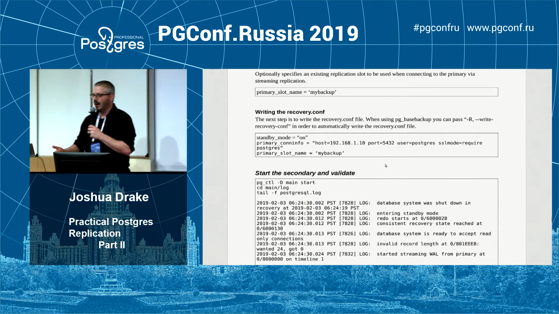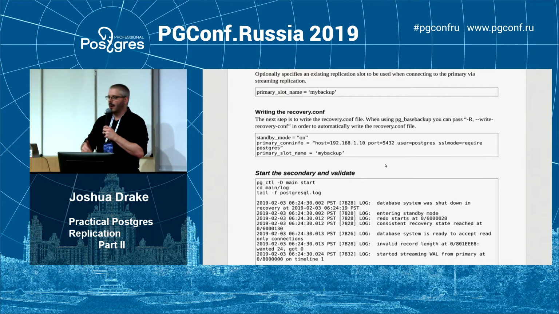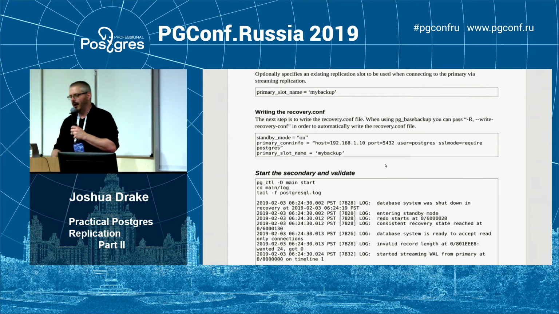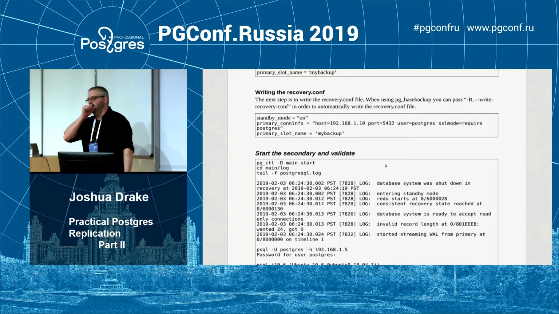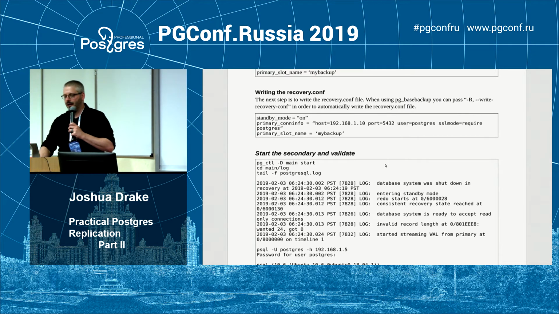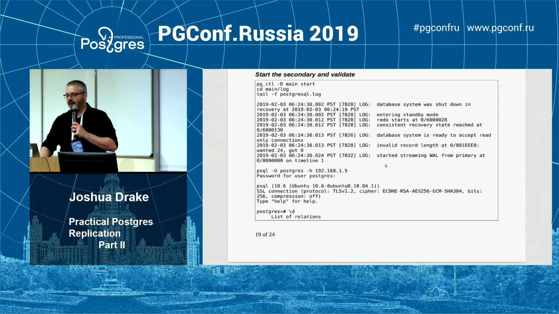Writing the recovery.conf. The next step is to write the recovery.conf file. When using pg_basebackup, you can pass -R, recovery.conf, in order to automatically write the recovery.conf file. Not all of it, but most of it. And here's my recovery.conf file. Very simple. Standby mode on, primary conninfo, primary slot name MyBackup, and then I started my secondary.